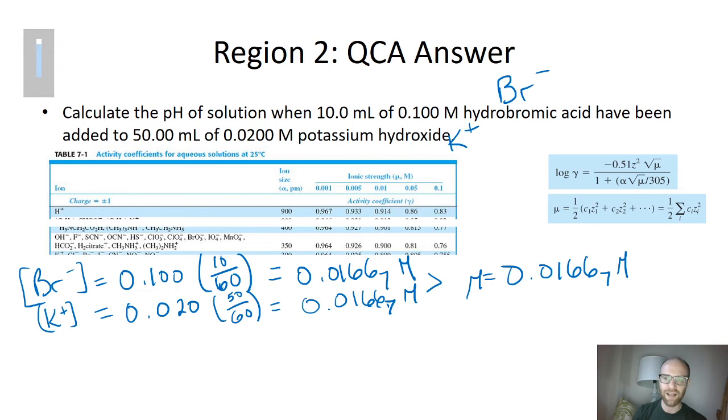So using these two values, that's our ionic strength, we should be able to figure out the activity coefficients for H plus and OH minus.